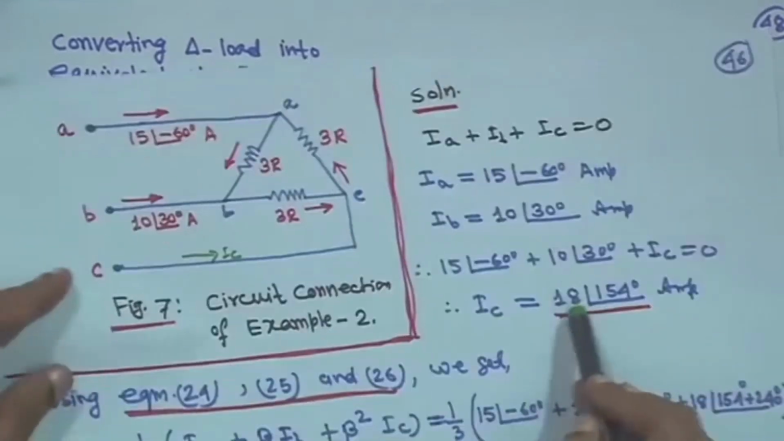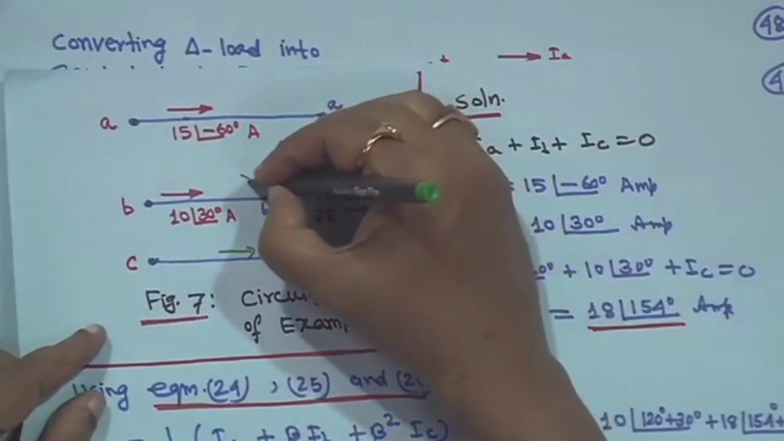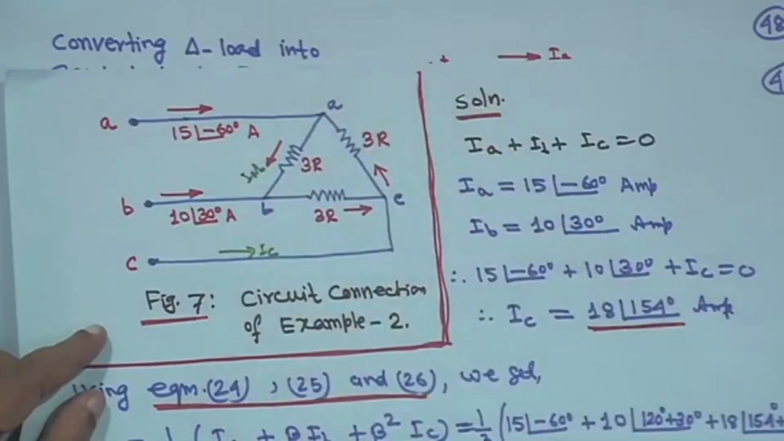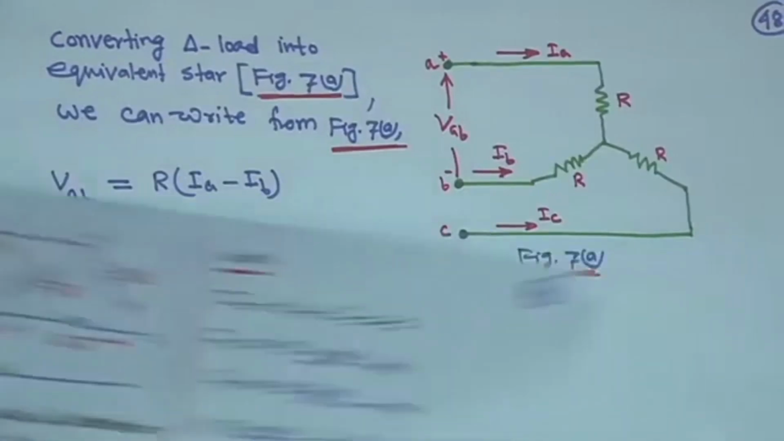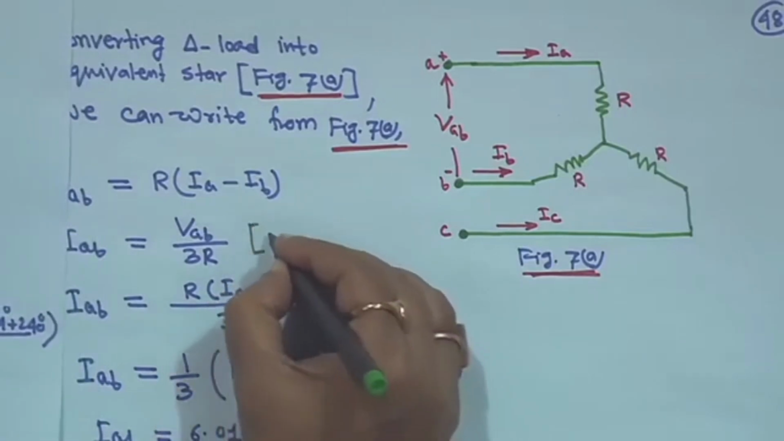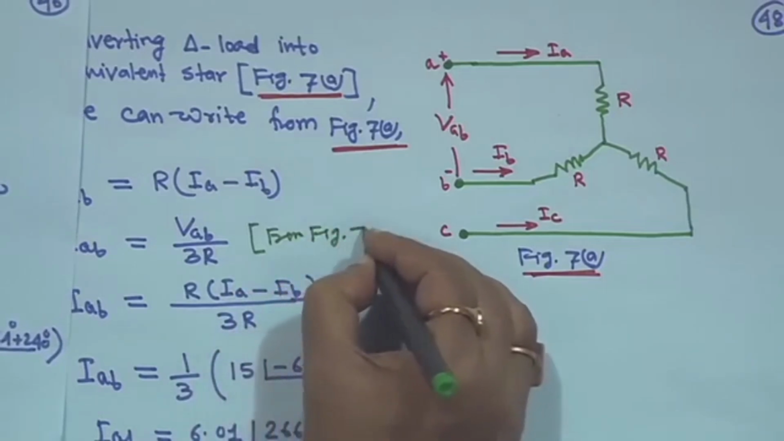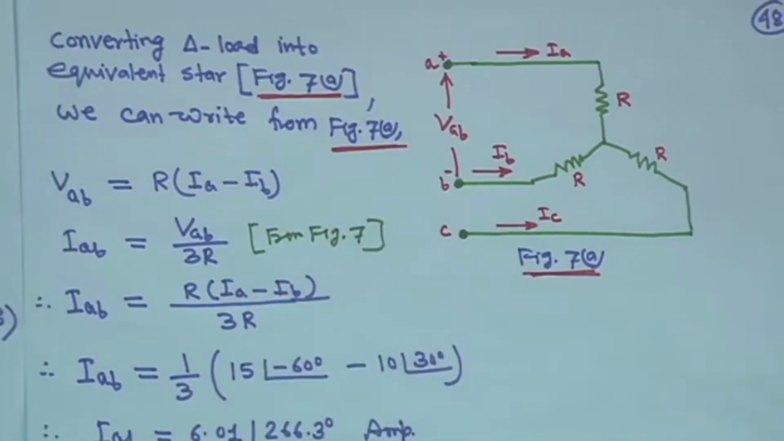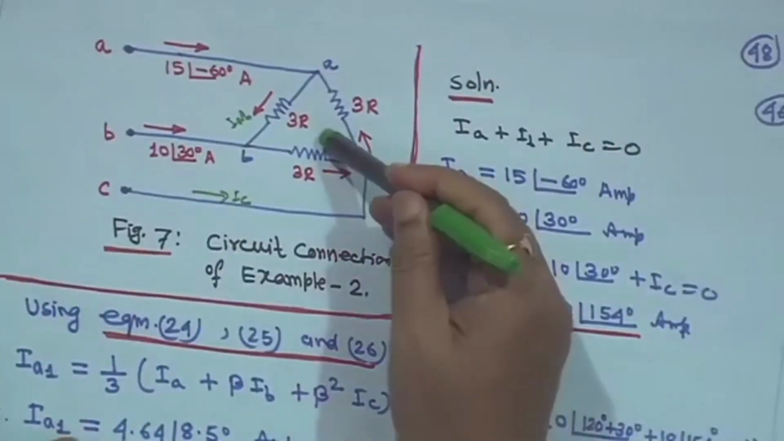Now, IAB is the current going from A to B. So, this current is IAB. From this figure, figure 7, IAB is equal to VAB upon 3R.